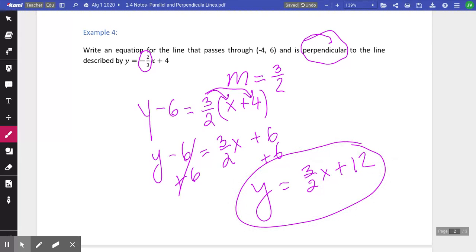Take a look at this new line, the line perpendicular to the given line. The slopes are opposite reciprocals.